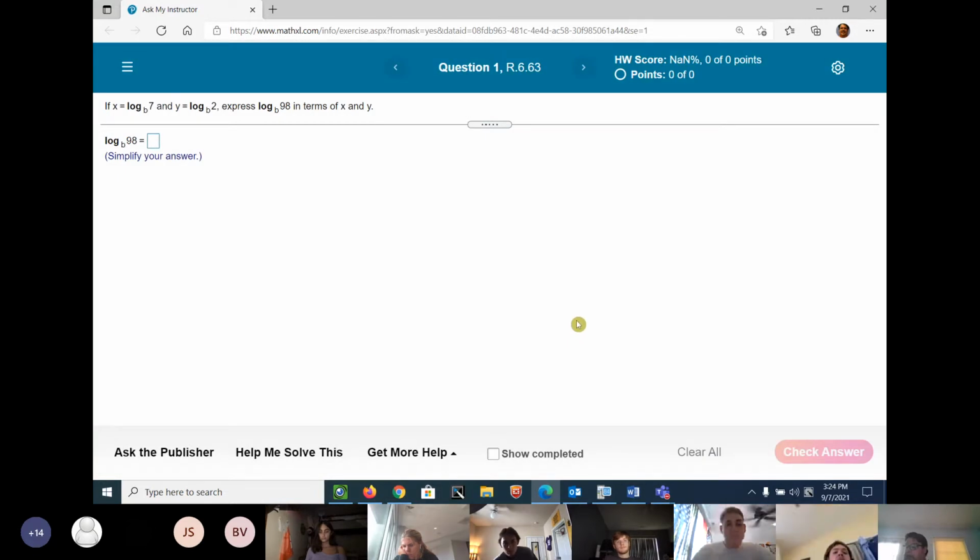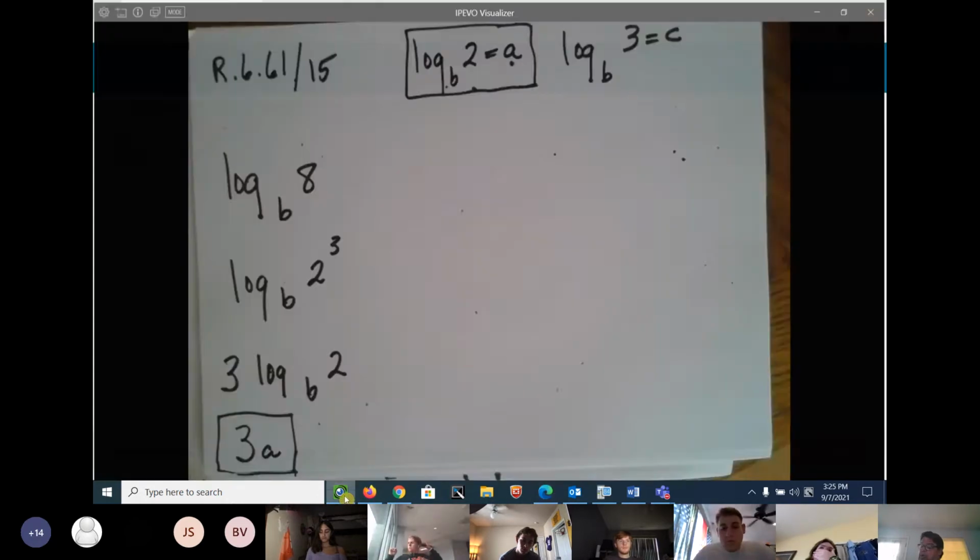All right, if X is equal to log base B of 7, and Y is equal to log base B of 2, express log base B of 98 in terms of X and Y. Well, we do know that 98 is divisible by 2, and we got a 2 over here. I'm looking to see, we know that 98 is not a perfect square.